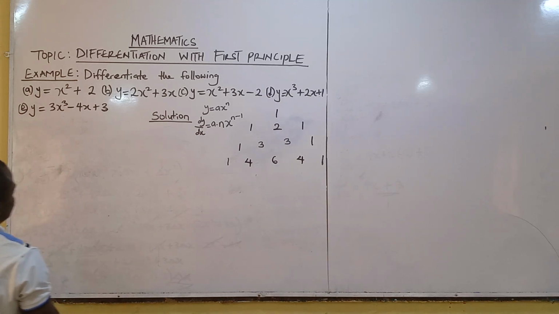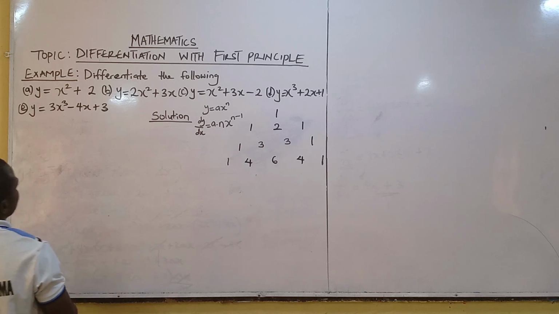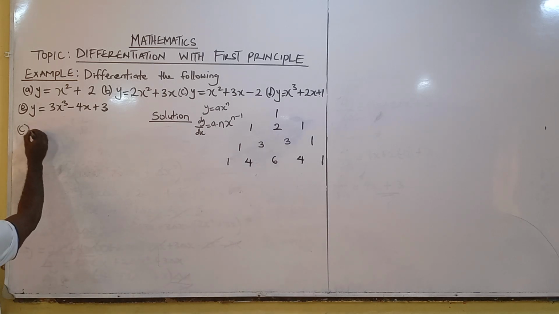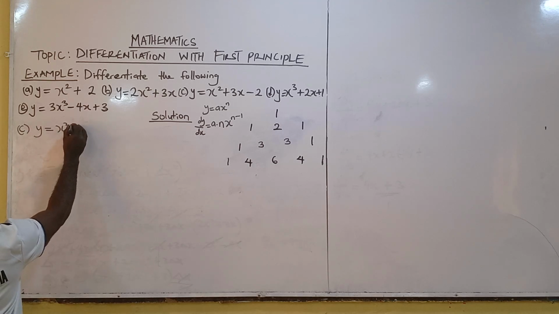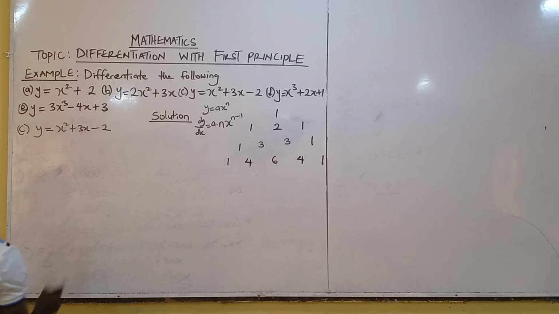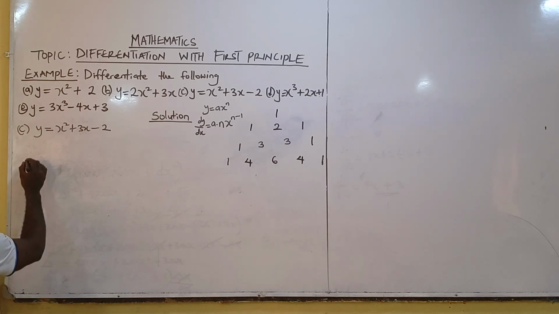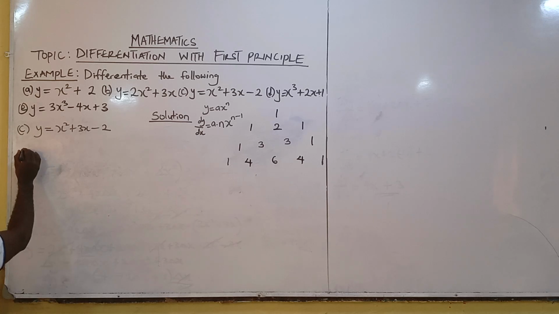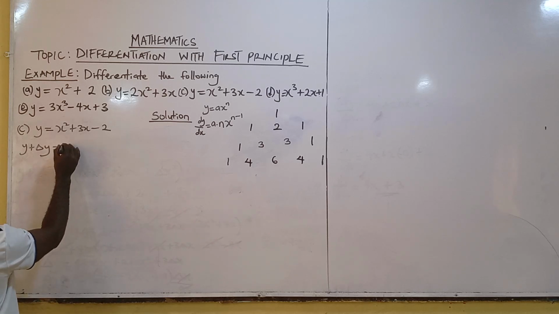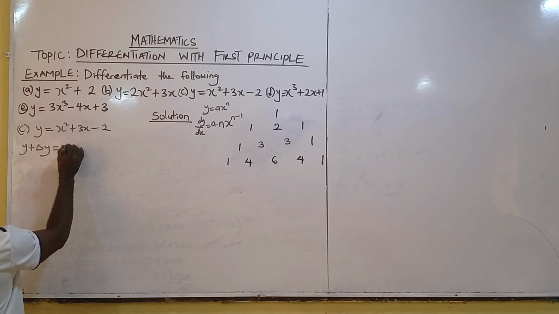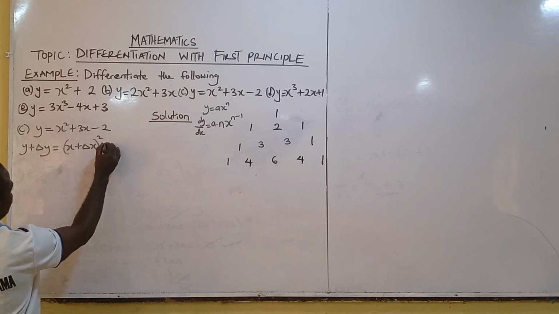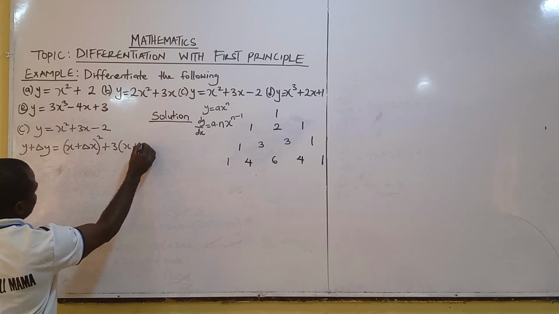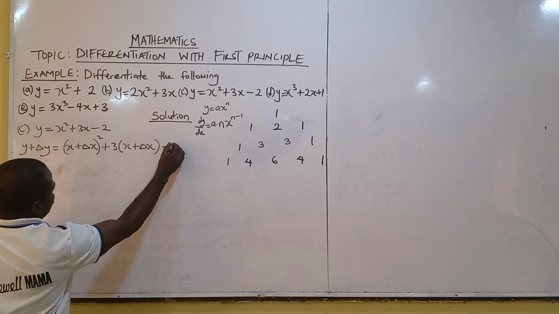The third question goes thus: y equals x squared plus 3x minus 2. You now have y plus dy equals x plus dx, close the bracket and squared, plus 3 open bracket x plus dx, minus 2.